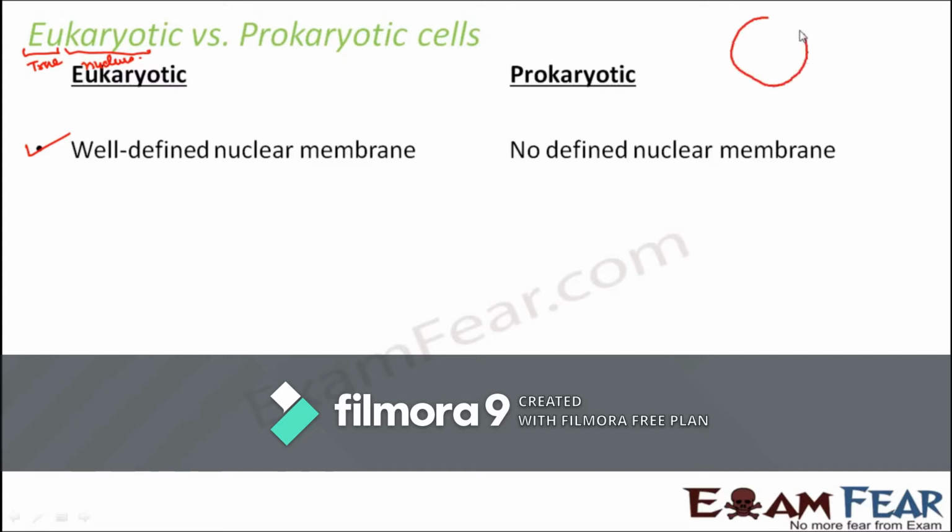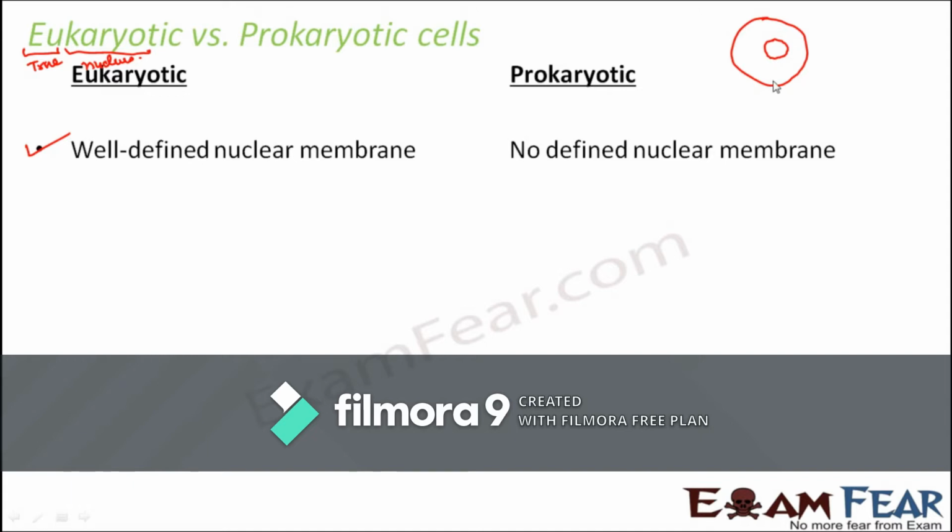Let us suppose this is your cell, and inside the cell you have a nucleus. Now how do you know this is your distinct nucleus? Because you have a nuclear membrane which separates the nucleus from other parts of the cell. So this type of cell is called eukaryotic cell.